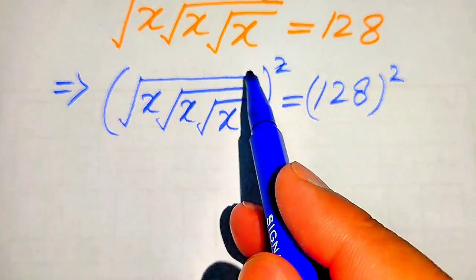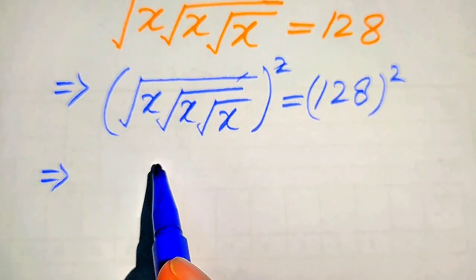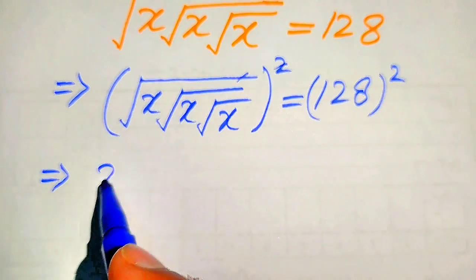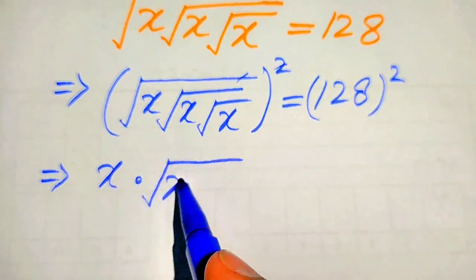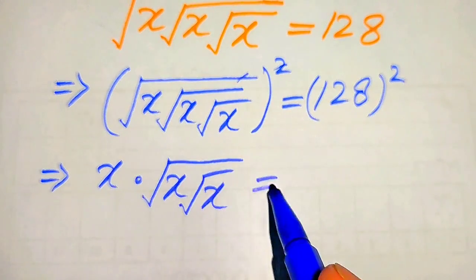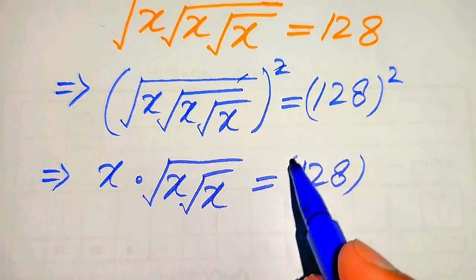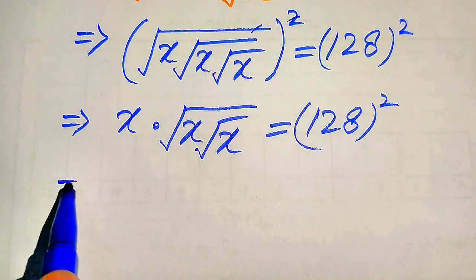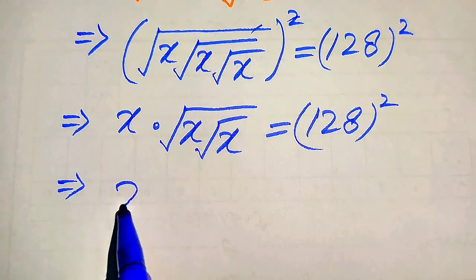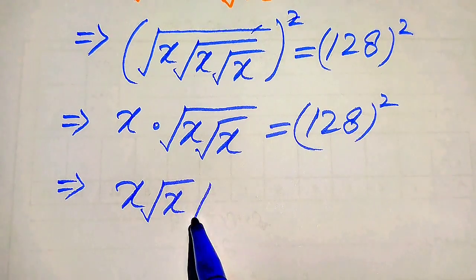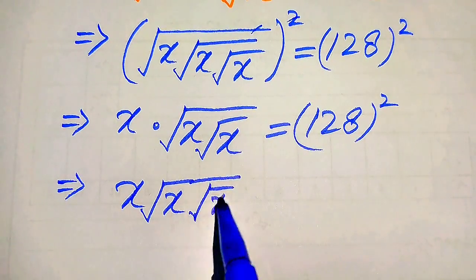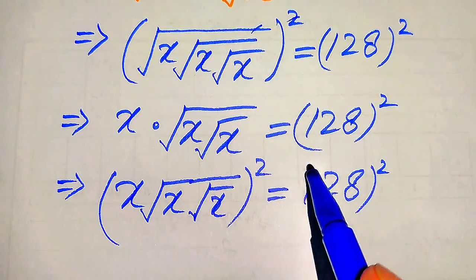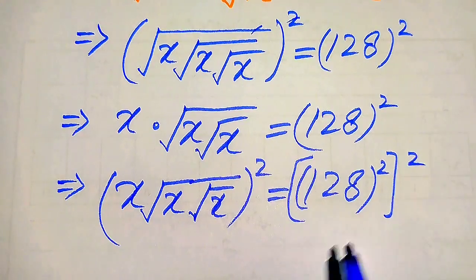So now you see here this 2 and this square root are gone, and we get x times square root of x into square root of x is equal to 128 and its whole square. So in the next step we again take squaring on both of the sides, and it will be written as x times square root of x inside the square root of x, and its whole square is equal to 128 and its whole square and its whole square.